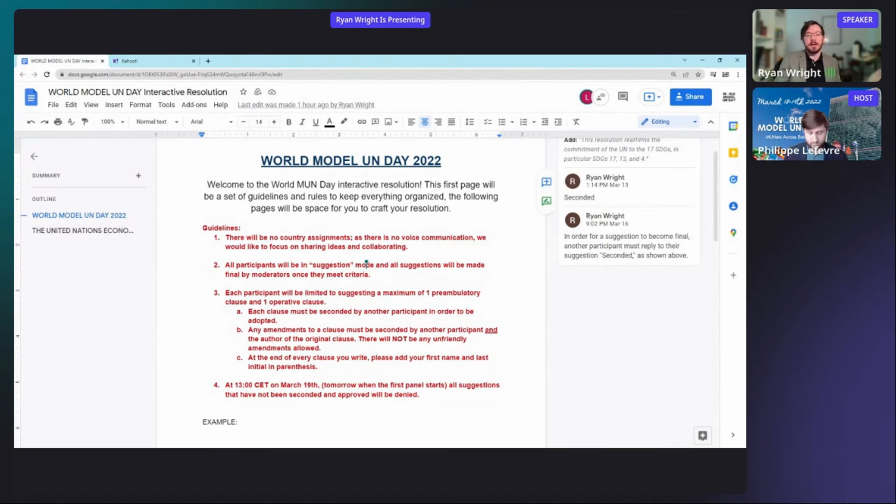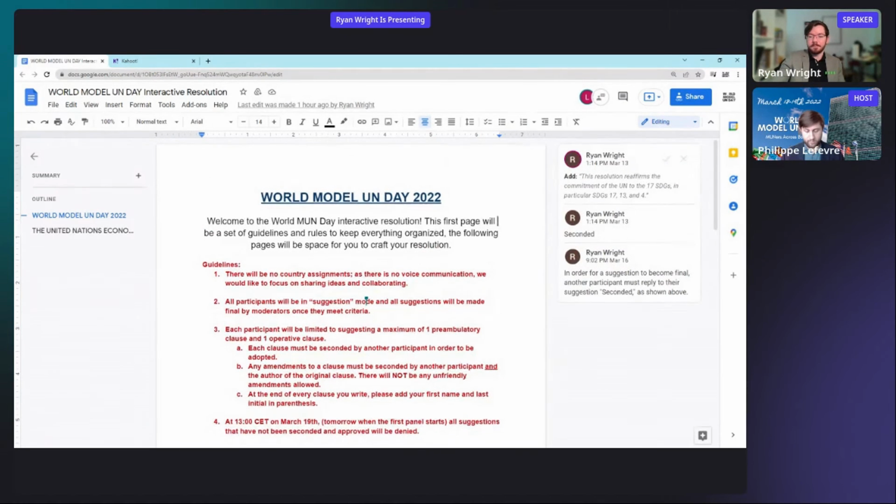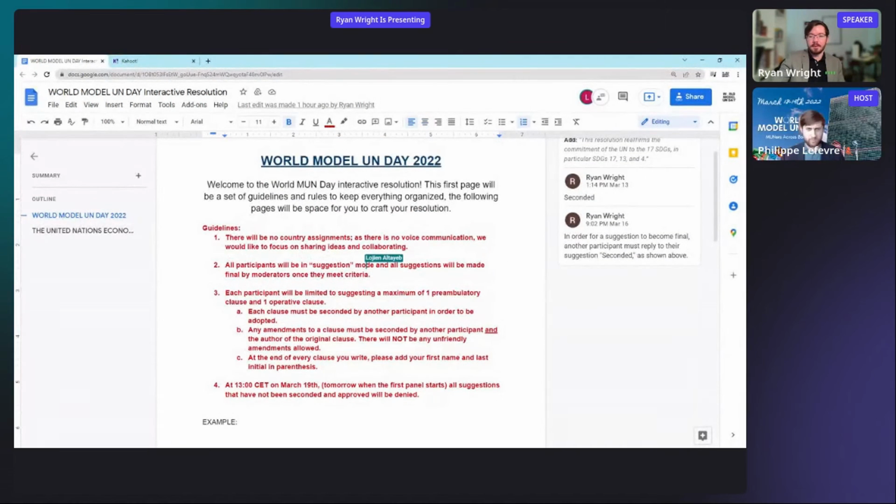But once we close out the AirMeet, we would like everything to be done on here as much as we can. And then once you get the link, all participants will be in suggestion mode, which means you won't be able to make edits, but you can still write. It just won't be permanent. And then all suggestions will be made final by moderators once they meet certain criteria. So we'll have people like me going through and clicking on a suggestion like this, for example.